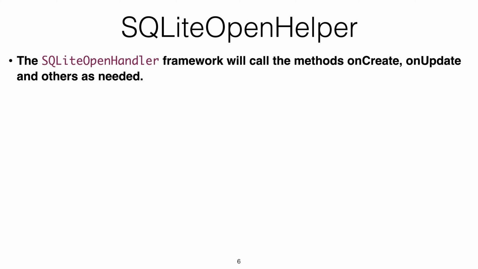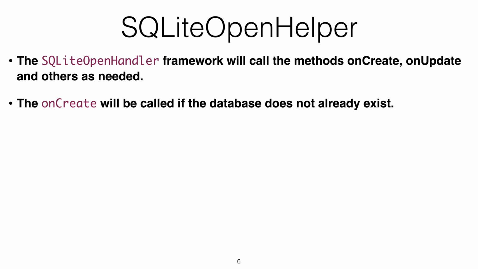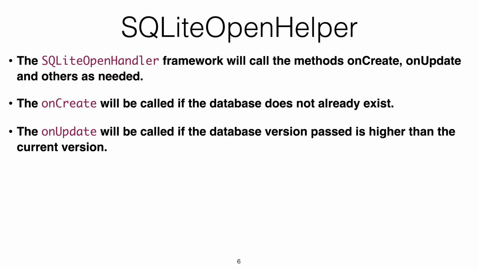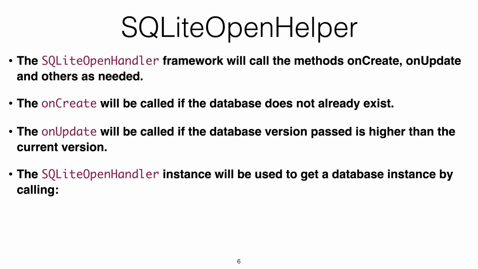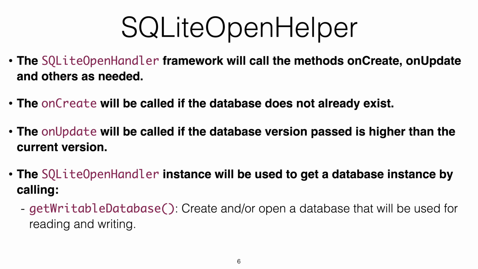Now these will be called by the framework. The framework will call the methods onCreate, onUpgrade, and others as needed. The onCreate will be called if the database does not already exist, and this is the first time you're going to create it. The onUpgrade will be called if the database version passed is higher than the current version of the database. The OpenHandler instance will be used to get the database instance by calling getWritable if you need a database that allows you to write.